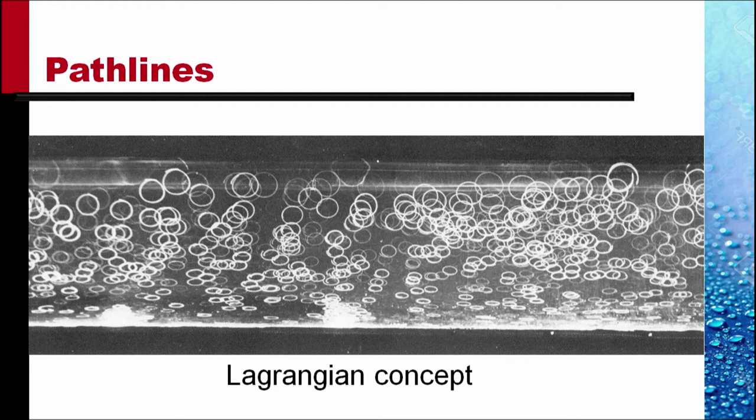This is a time exposure picture of the same motion. Here, a number of particles illuminated by a white light are captured moving in circles. The particles near the top are moving through circles of larger radius, and particles near the bottom are moving through circles of smaller radius. This is, of course, the Lagrangian concept as discussed in the last chapter. Lagrangian is the material description where we follow the particles and move along with them.